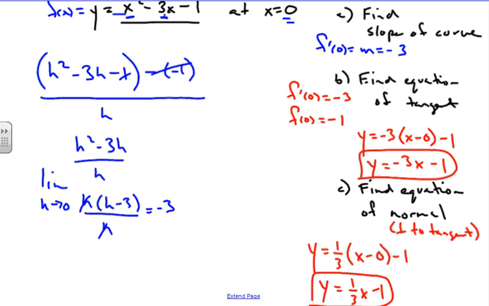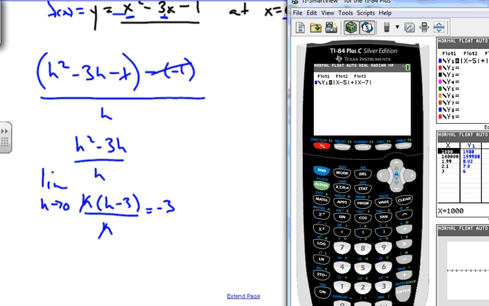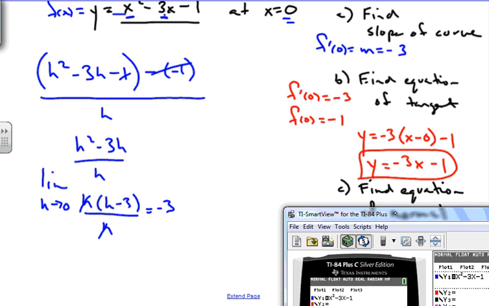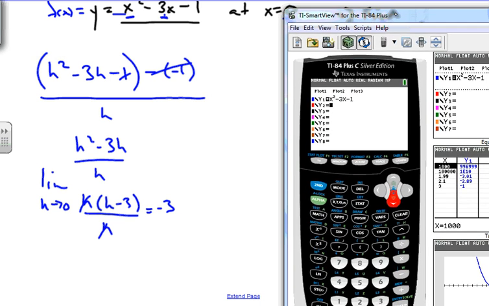If we wanted to graph this and see what it looked like, we could take our graphing calculator out and plot these different things. So we can enter x squared minus 3x minus 1, and I'm going to graph both of these. We're going to plot our tangent line, which is negative 3x minus 1. And I'm also going to plot our normal line, which is 1/3 x minus 1 as well. We'll go zoom 6 and graph that.